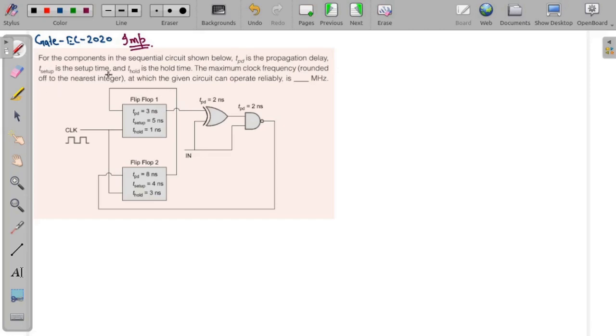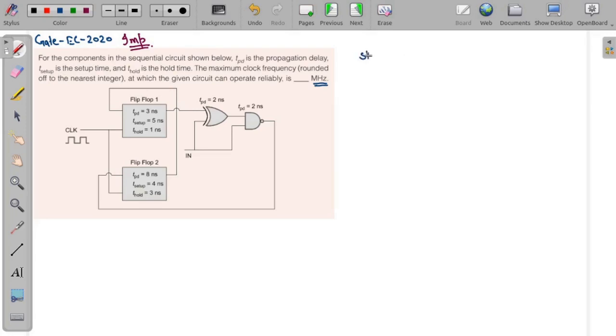propagation delay, T setup is the setup time, and T hold is the hold time. The maximum clock frequency rounded off to the nearest integer at which the given circuit can operate reliably is in megahertz. Okay. So this is the sequential circuit along with some logic gates they have given. So they have asked you what will be the clock frequency for which this circuit can work properly. So here they have taken the help of setup time and hold time. Okay. So we need to know first what is setup time and what is hold time.